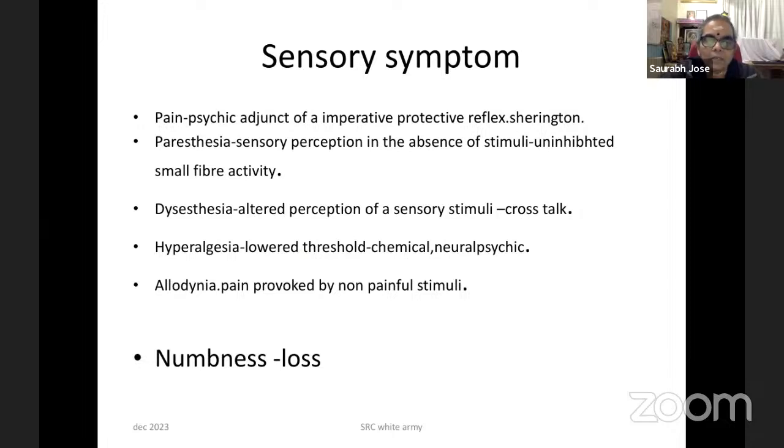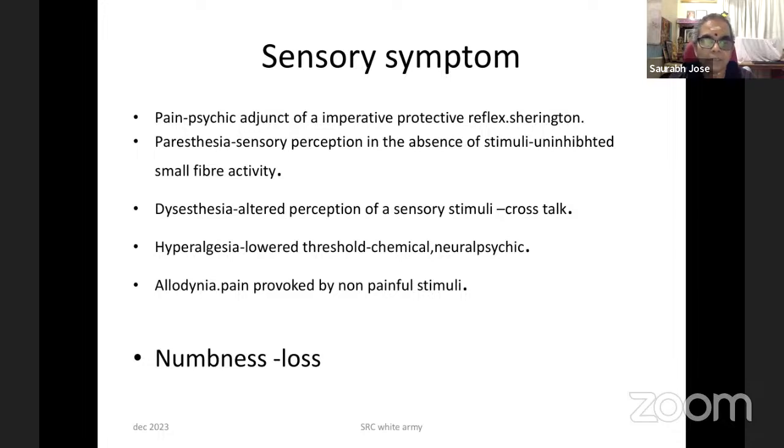What is hyperalgesia? Hyperalgesia is a lowered threshold for sensory appreciation. So even when you go near an abscess, you start appreciating pain, even though you do not touch that abscess. That is happening either by chemicals or by psychic factors. Chemical agents are slow reacting substance of anaphylaxis, substance P, opening up of potassium channels, interleukins and inflammatory mediators. They form the chemical agents which lower the pain threshold. And psychic is that previously you have experienced that when an abscess is touched, you get severe pain. So now even when the abscess is not touched, we experience pain.